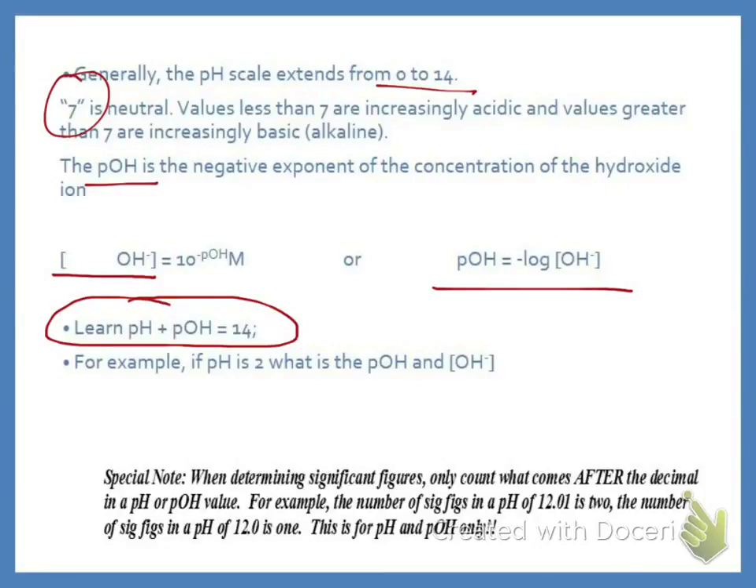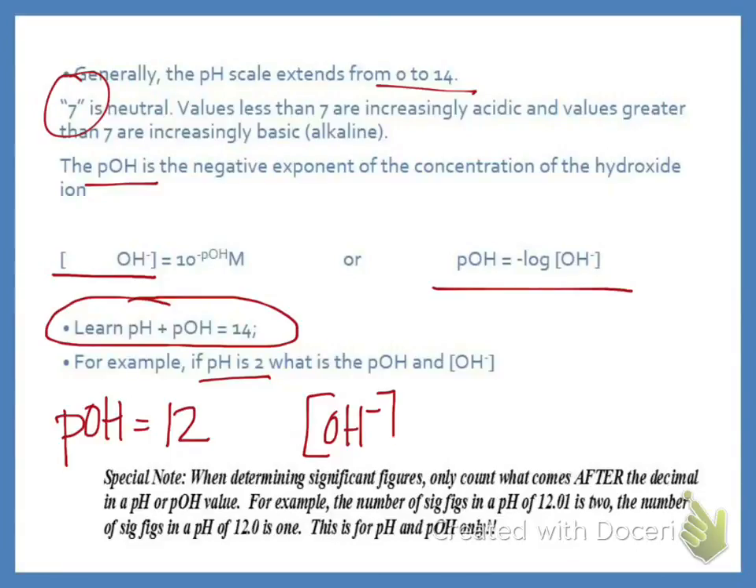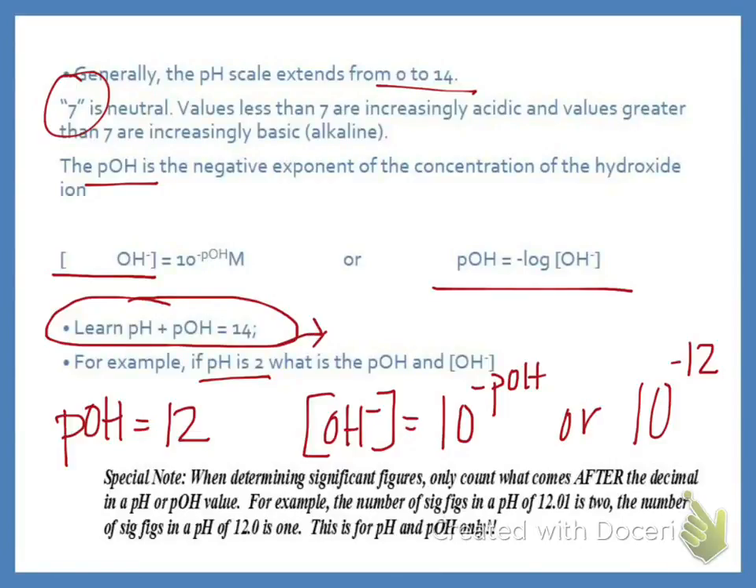So if I have a pH of 2, that means that my pOH would be 14 minus 2, so my pOH would be 12. And then if I wanted to find the hydroxide concentration, I would say 10 raised to the negative pOH, or 10 raised to the negative 12. If I wanted to find the hydrogen concentration, it would be 10 raised to the negative 2. So that's how that would work.